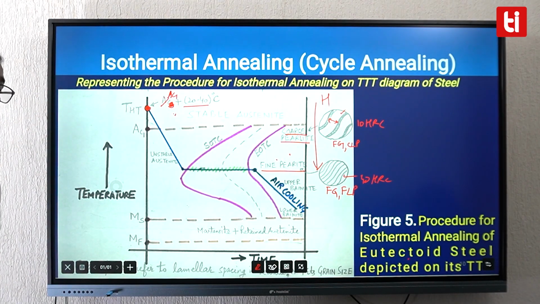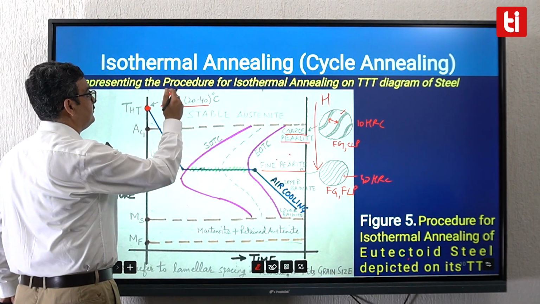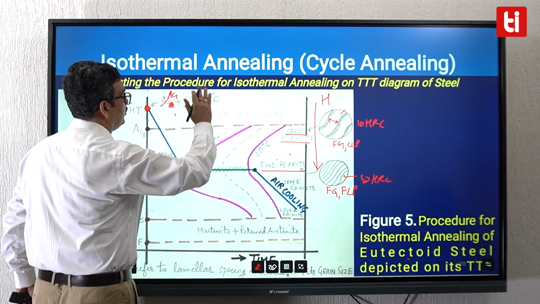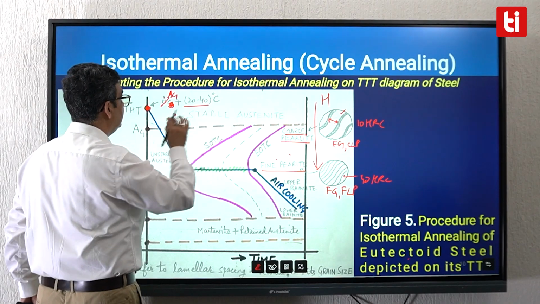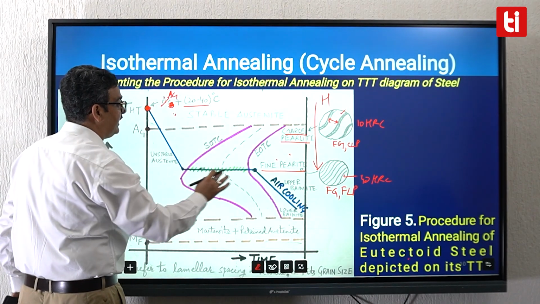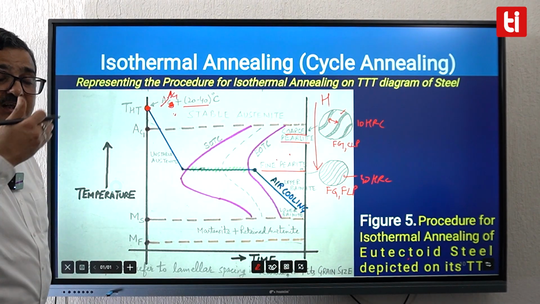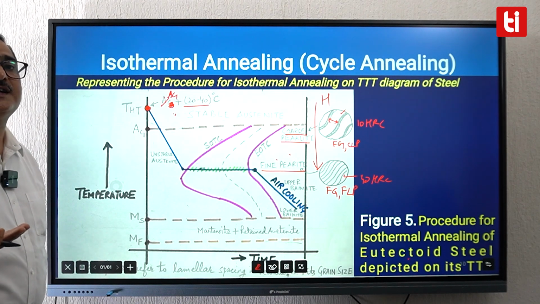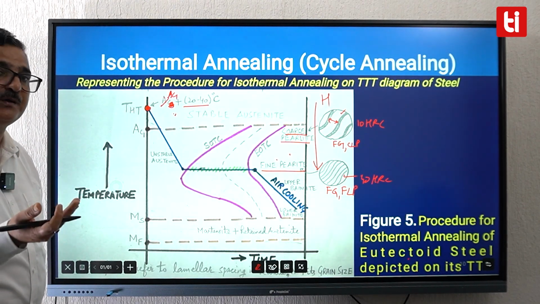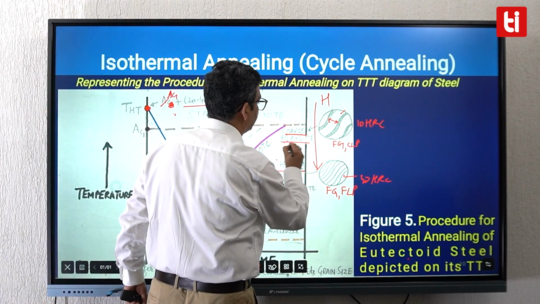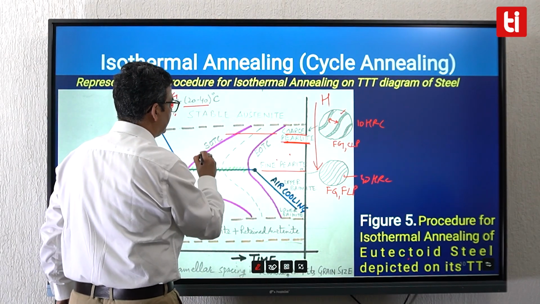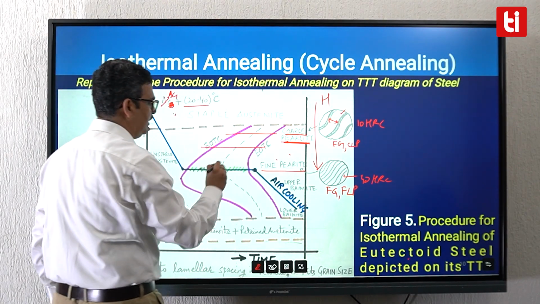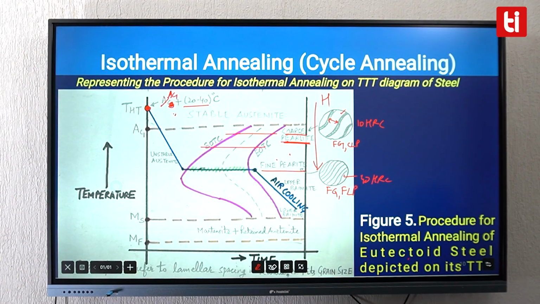So I take the steel to a temperature higher than the upper critical temperature, 20 to 40 degrees, and hold it for some period of time, so 100% chemically homogeneous austenite is present in the steel. Decide from the triple T diagram where austenitic transformation has to be done. Who would decide that? The properties you need. You have to choose the lamellar spacing according to the properties. If you need low hardness, get your transformation done here. If you need medium pearlitic spacing, get it done here.